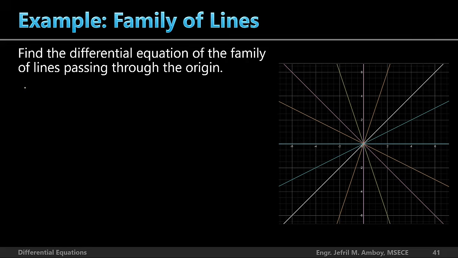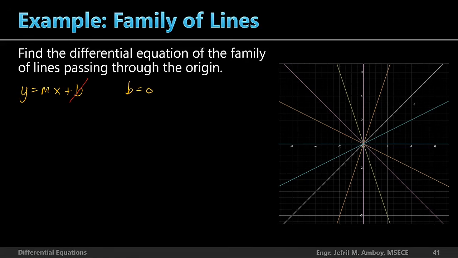If you recall, the slope-intercept form can be written as y equals mx plus b, where m is our slope and b is our y-intercept. Okay, but in the problem, it is said that all the lines pass through the origin. So that means that the y-intercept b is now equal to 0. And because b is equal to 0, it will vanish from our equation. And we will be left with a single arbitrary constant, which is the slope.